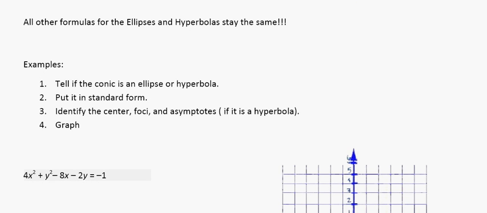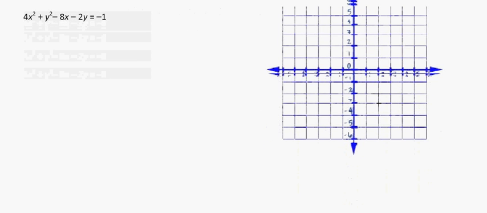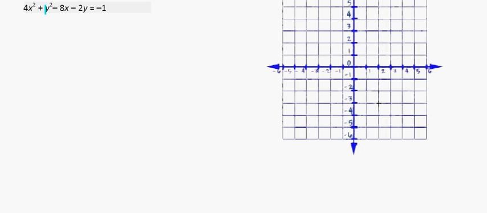We're going to look at this first example down here, and we're going to do a couple of things. We're going to tell if the conic is an ellipse or hyperbola, which we can tell right away. We're going to put it in its standard form. Then we're going to identify the foci, the center, and if it's a hyperbola, we'll also identify the asymptotes, and we'll also get a graph of the conic. So if I look at this first problem, I can actually tell right away that this is an ellipse. The reason I know this is an ellipse is because there's a plus between the x squared and the y squared. If there's a minus between the x squared and the y squared, you're going to have a hyperbola.